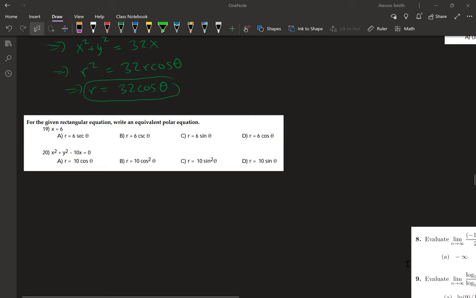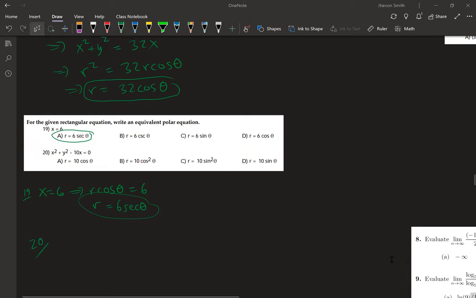Okay, let's call it. We have an equal number of people thinking it's A or D, with a few thinking it's B. So 47% think it's A, the same think it's D, 7% think it's B. X equals 6, so we're looking at problem 19. This means that r cosine theta equals 6, which means that r, if I divide both sides by cosine, I get that. So that's A, right? That shouldn't take you too much time.